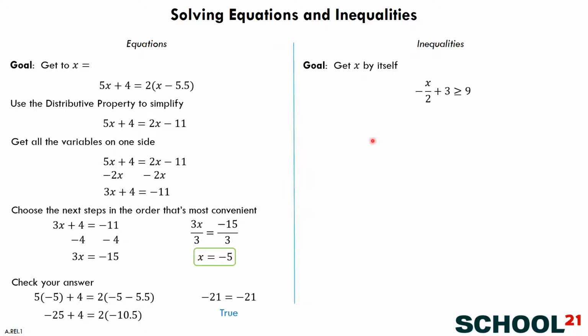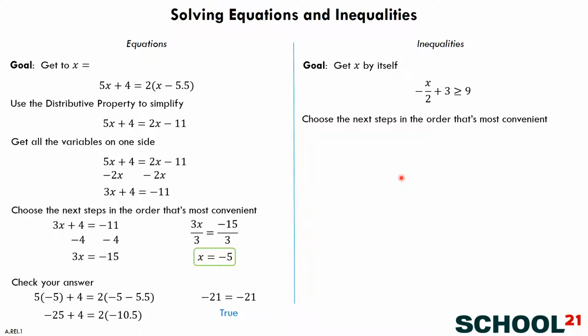So we have negative x over 2 plus 3 is greater than or equal to 9. Just as we did over here, we would do any distributive property first. Do you see any distributive property here? No. Okay, and then we would get all the variables on one side. Are all the variables already on one side? Oh my gosh, we're halfway to the solution. So then we do the steps in the order that's most convenient.